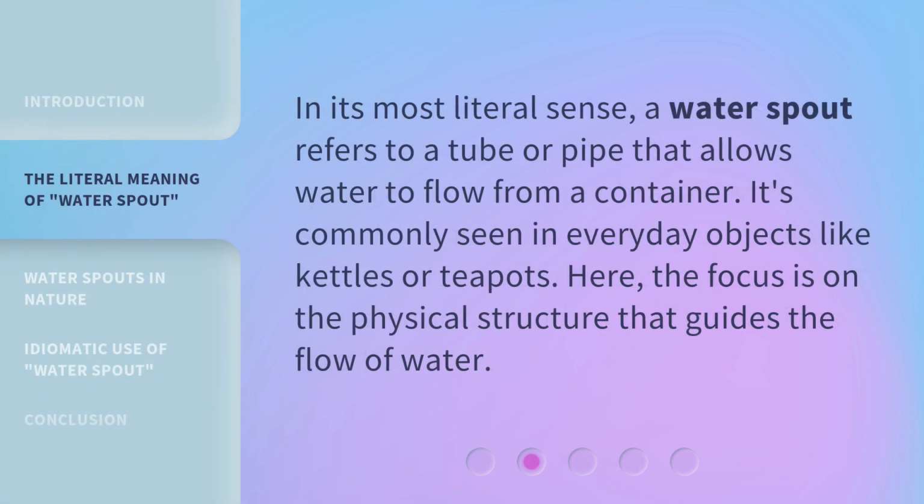In its most literal sense, a water spout refers to a tube or pipe that allows water to flow from a container. It's commonly seen in everyday objects like kettles or teapots. Here, the focus is on the physical structure that guides the flow of water.